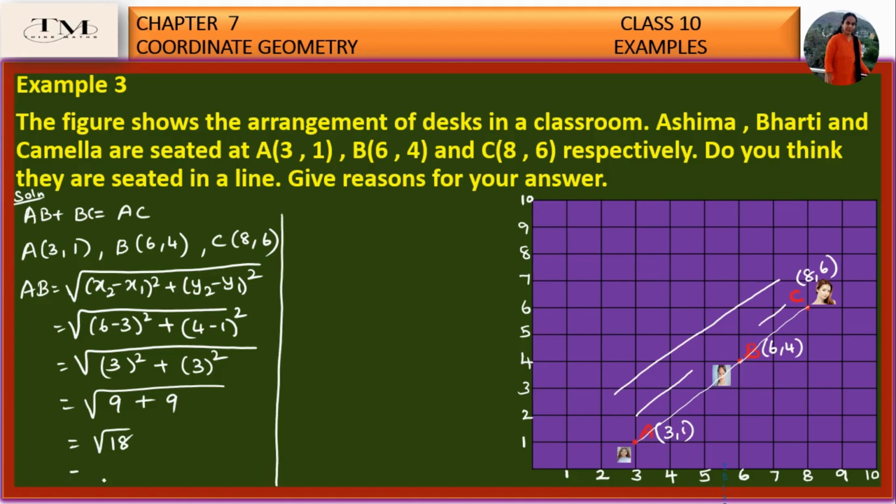So root 18 can be written as square root of 9 into 2. So 9 is a perfect square. So root 9 is 3, giving 3 root 2. Okay. So next let us check for BC.